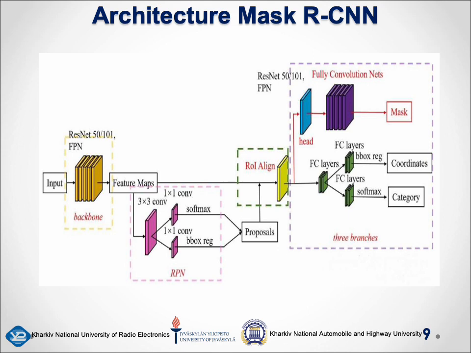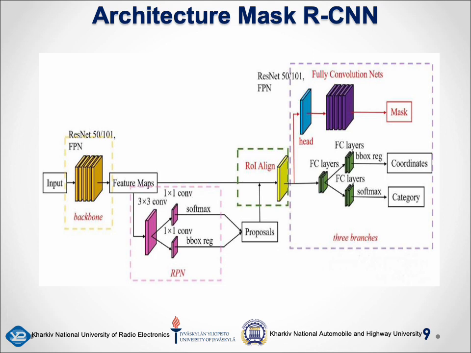The region of interest (ROI) Align solves the problem of spatial discrepancies caused by the quantization process. ROI Align uses bilinear interpolation to accurately extract feature maps for each proposed feature region.